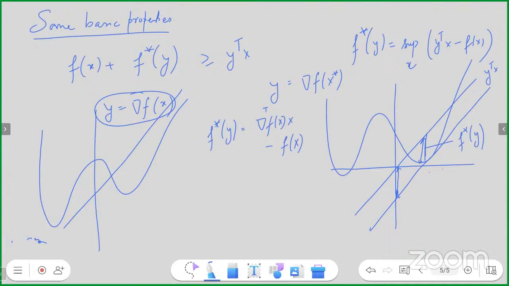So if you look at f star of y, what have I done? As he's saying, this is a y transpose x line. When y is the gradient, this is exactly parallel to the tangent. So this is the line which is taking care of the first term. And how much is the shift? The shift is by minus f of x. So exactly this distance is nothing but f star of y. Not happy? Everyone happy? Not happy? Please, this is the time to express your unhappiness.